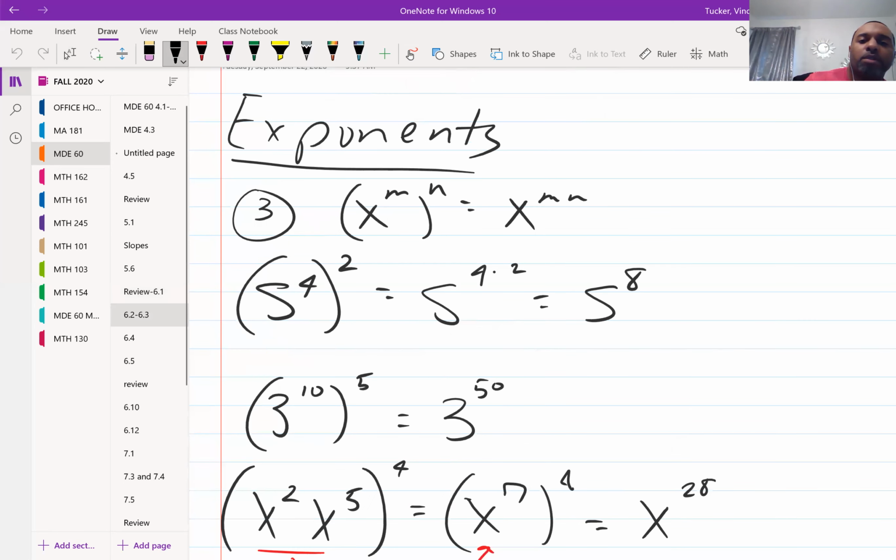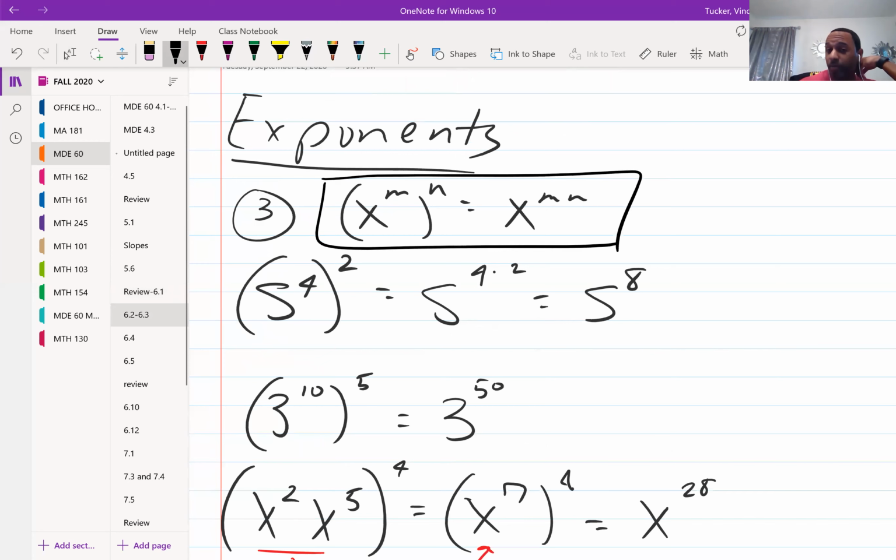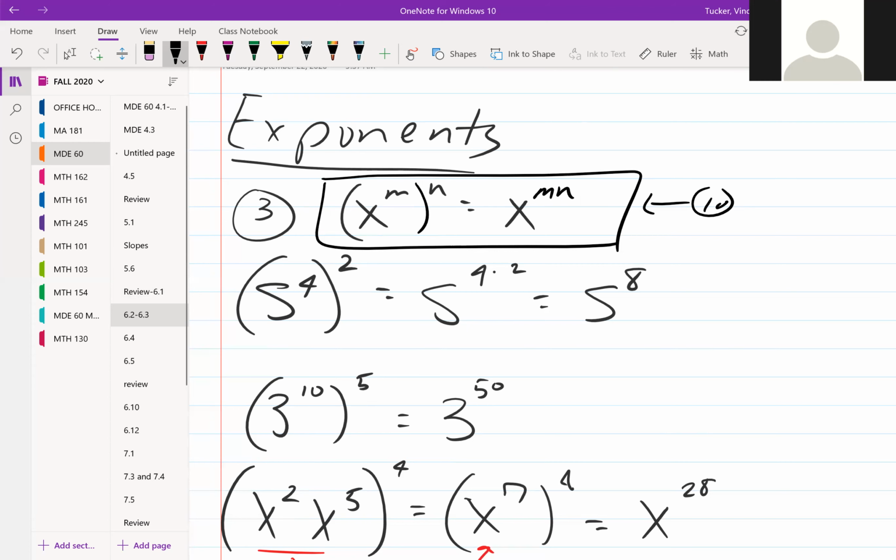Okay, so the next one was actually number 10. Remember I told you I forgot one and put it at the bottom. This was actually number 10 in that list that I gave you. But x to the m raised to the nth power means you're going to multiply your exponents. So if I have s to the 4th raised to the 2nd power, whenever you're raising a power to a power, you multiply your exponents. So it'll be 4 times 2, which is 8.